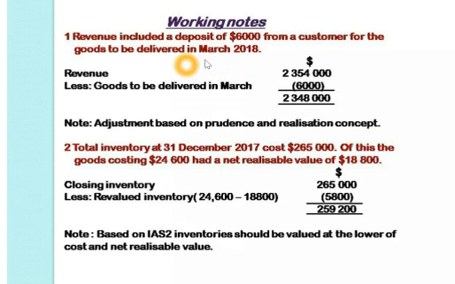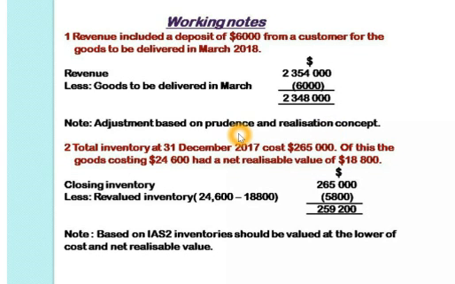As we are making the final accounts for the year ended 31st December 2017, this value, which has to be included in March 2018, will not be a part of our revenue. Hence, we will deduct this value, 6,000, to get the total revenue for the year ended 31st December 2017. We do this adjustment based on the prudence concept and realization concept.